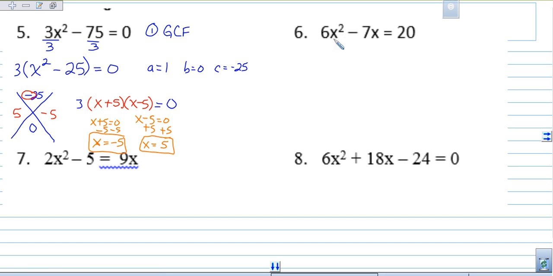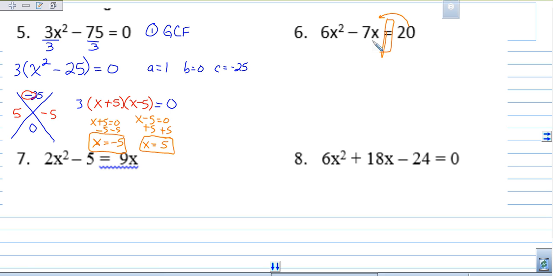Okay? Let's look at question 6. Notice how this one equals 20. Our first one equaled 0. That's why we were able to go through all these processes right here and find our answer. So in order to solve this one, we have to have it equal to 0. Okay, so we need to move this 20 over here to this side of the equation, like on this side of the equal sign.